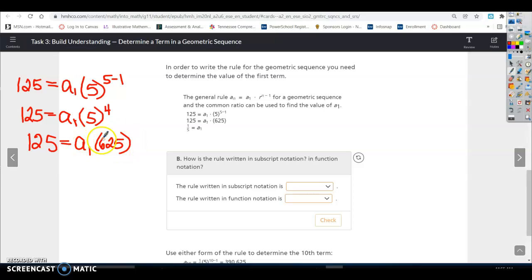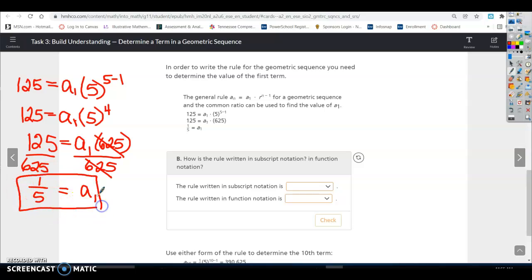And then I've got two things multiplied together, so I need to divide. So our first term is going to be 125 divided by 625. And that turns out to be 1 over 5, so 1/5. So our first term is 1/5. We were already given our common ratio of 5. So r equals 5, and a sub 1 equals 1/5.